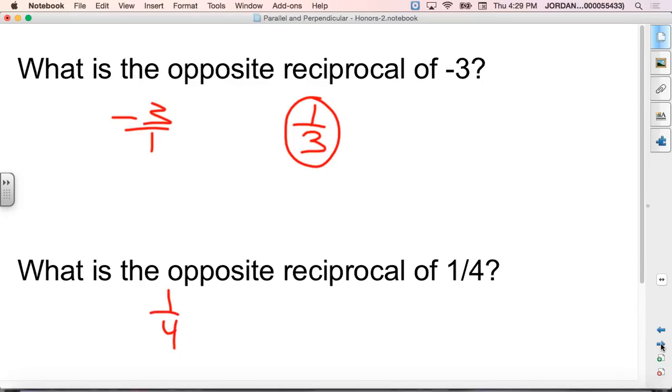Well, let's just flip it. So we put 4 over 1, and we got to change the sign. So instead of being positive, we'll make this one negative. And of course, negative 4 over 1 is just negative 4. So the opposite reciprocal of 1/4 is negative 4.